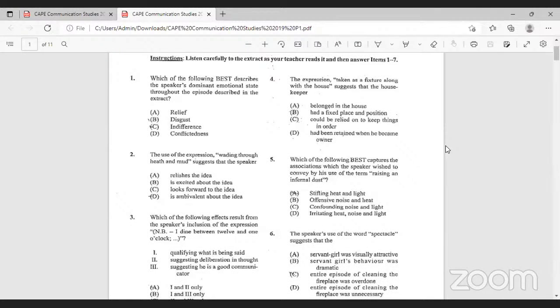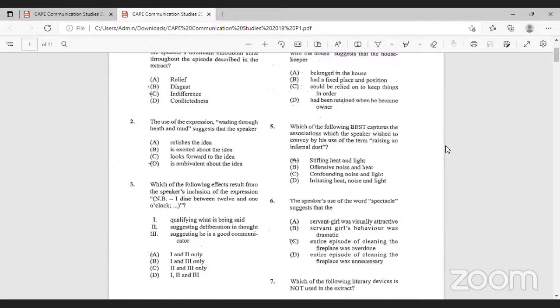So for number 3: which of the following effects results from the speaker's inclusion of the expression "NB, I dine between 12 and 1 o'clock"? One, they're qualifying what is being said; two, suggesting deliberation in thought; three, suggesting he's a good communicator. And it's one of those questions where it can be 1 and 2, 1 and 3, 2 and 3, or 1 to 3. So the answer here is A, 1 and 2 only. They're qualifying what is being said and they're suggesting deliberation in thought. There was a pause and they said, basically, take note, or by the way, I dine between 12 and 1. So they're basically clarifying it and having deliberation in thought. So 3 is not a part of it.